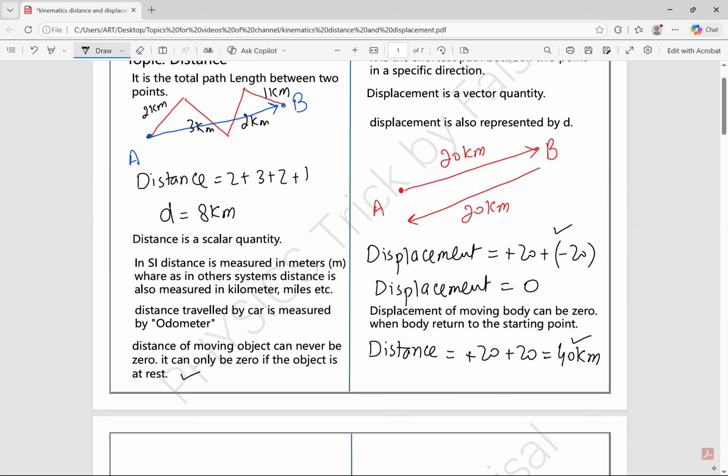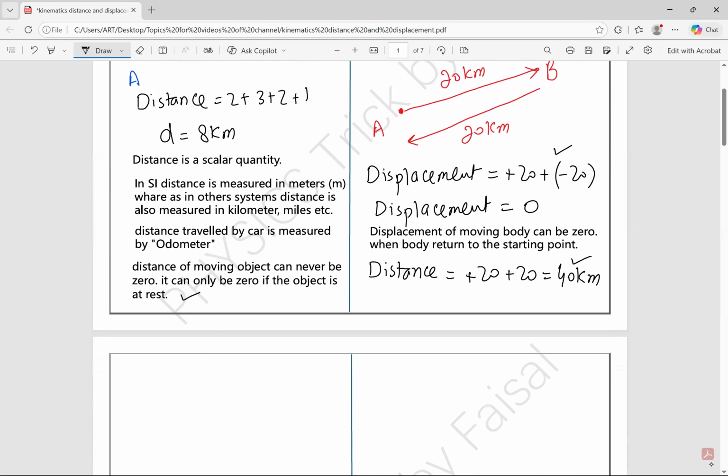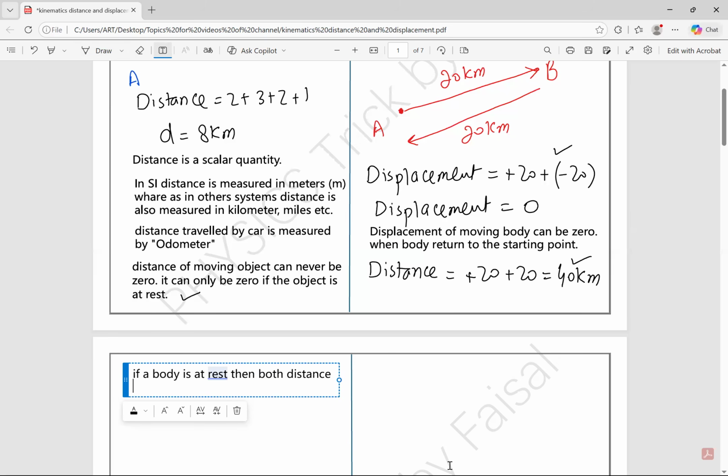अब यहाँ कई बच्चे ये क्वेश्चन पूछते हैं कि अगर बॉडी रेस्ट पे हो तो फिर क्या होगा? तो बेटा, when the body is at rest, then both distance and displacement will be 0. I'm going to write it as well. If the object or if the body is at rest, then both distance and displacement will be 0. All right.